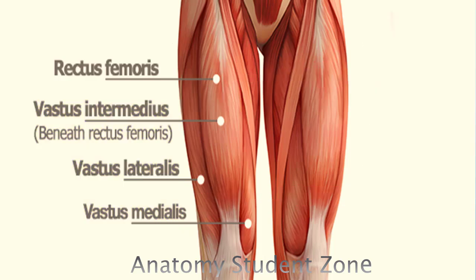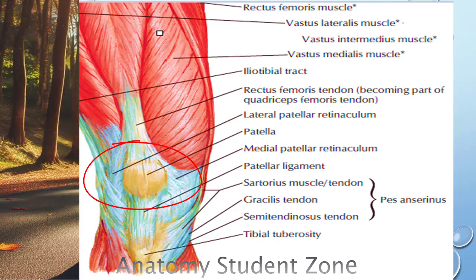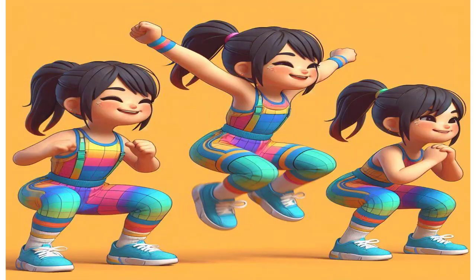But remember, the distal attachment of all these muscles is the same, and the distal attachment is on the patella, so they are going to stabilize the patella because they are crucial in routine activities. They are also extensors of the knee joint. They help us in walking, running, jumping, and squatting.